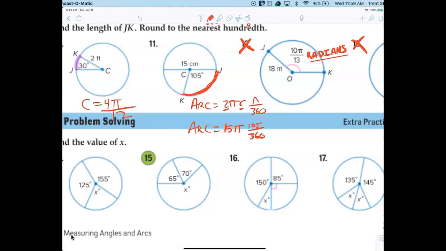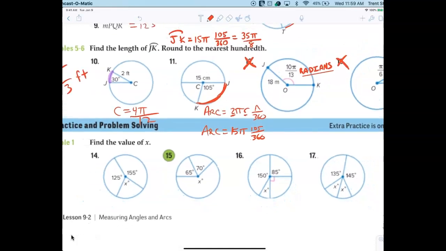So now on your calculator, do 15 times 105 divided by 360. We're not using pi. Pi is going to be left in your answer. And then math, enter, enter. And then you get 35 over 8, which is the same as 35 pi over 8. You agree with that? Everybody agree that's pretty easy, right?